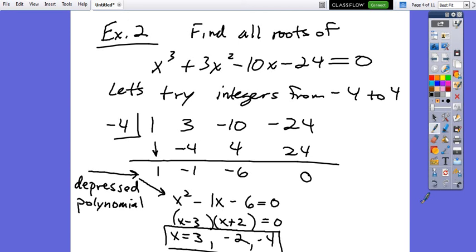Now, after the synthetic division, I end up with what's called a depressed polynomial, which comes out to be x squared minus 1x minus 6. Y'all know how to do this, right? All right.